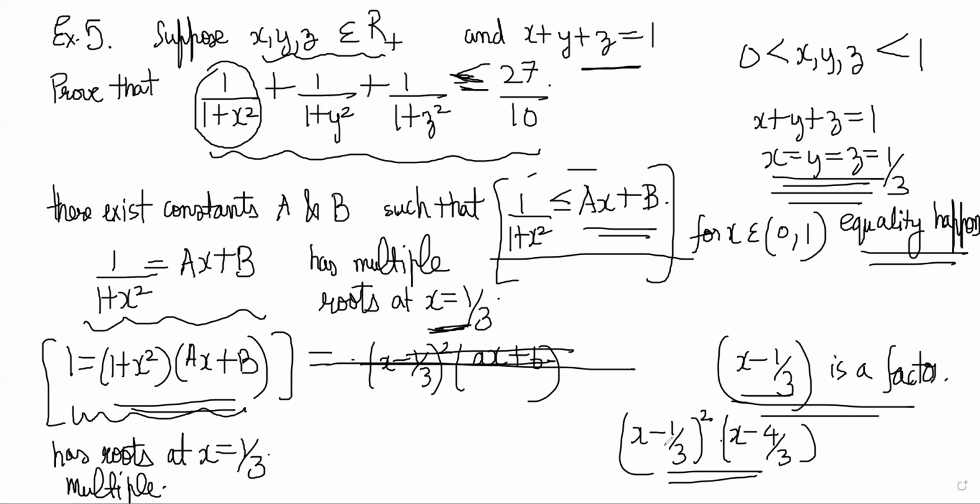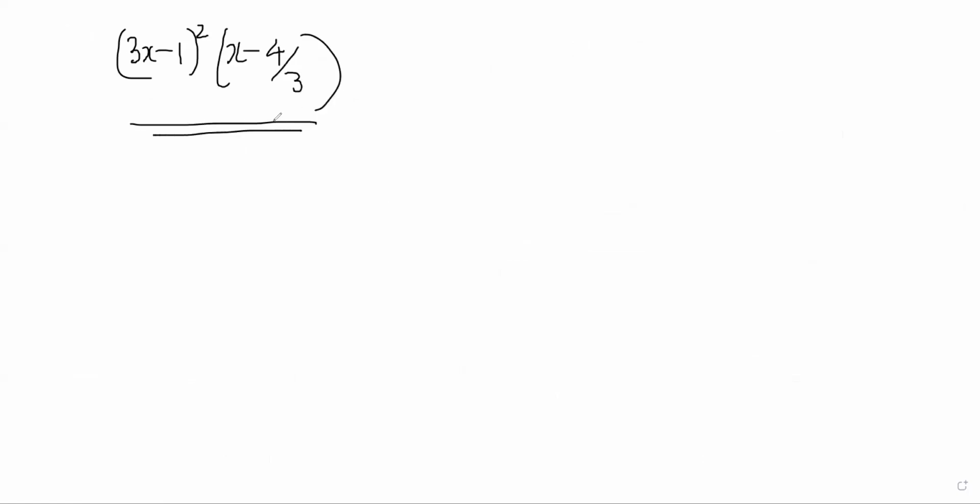So basically from here, from the fact that 1 by 1 plus x square is equal to ax plus b has multiple roots, we are getting the nature of the function that we need to focus on here. This is x minus 1 by 3 whole square multiplied by x minus 4 by 3. So let's see what that function tells us. So if you have this function 3x minus 1 whole square times x minus 4 by 3, let's look at this function.